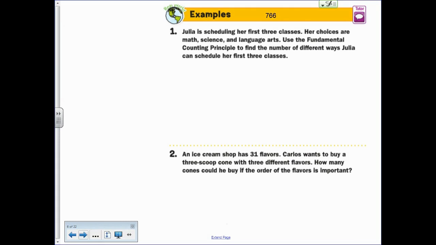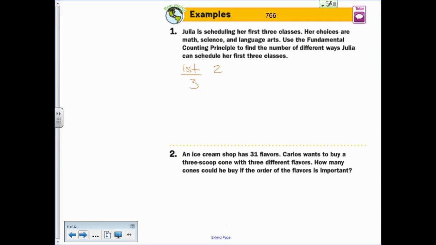It says use the fundamental counting principle to find the number of different ways Julia can schedule her first 3 classes. Well, if I think about the fundamental counting principle, which tells me to take the number of possible outcomes for the first event, multiply it times the number of possible outcomes for the second event, and multiply it times the number of possible outcomes for the third event, this is what I end up getting. Class number 1, there are 3 choices of classes to take because she could take math, she could take science, or she could take language arts. So there are 3 choices of classes to take.